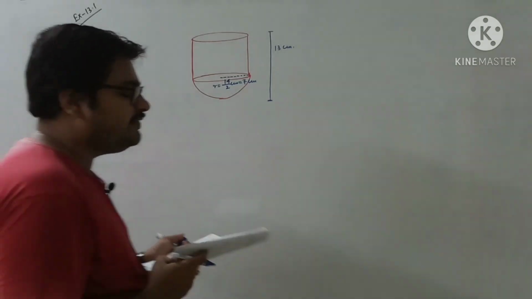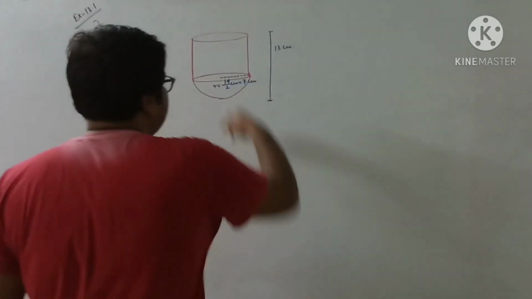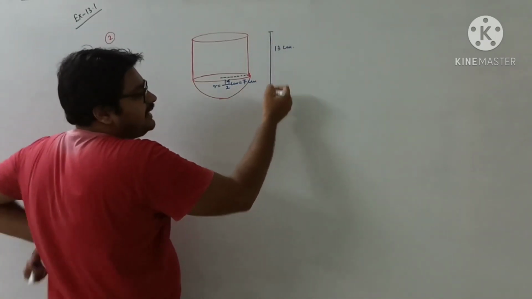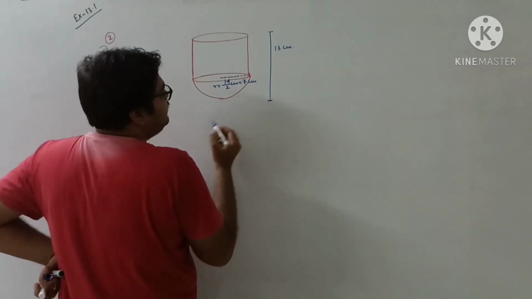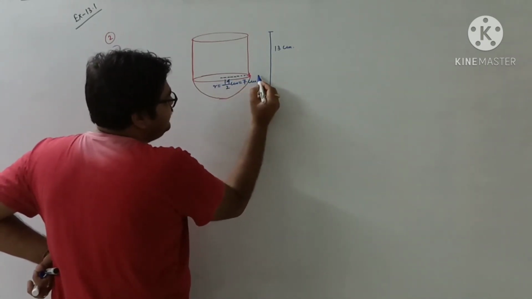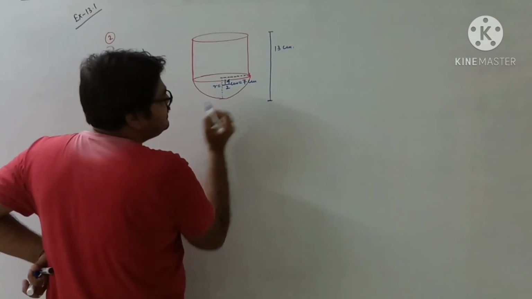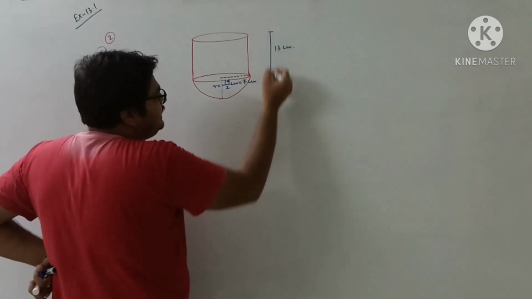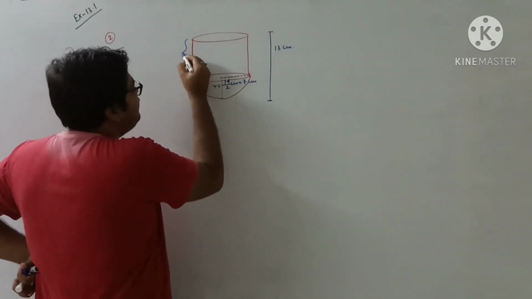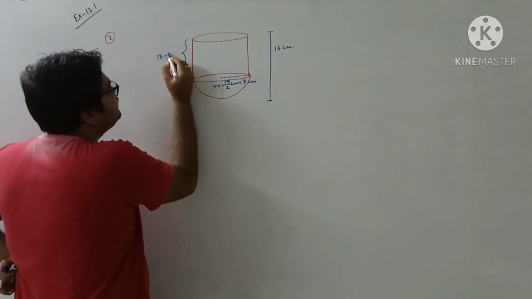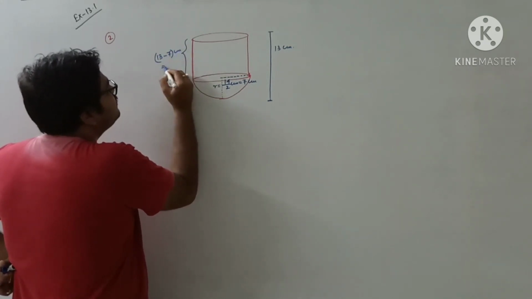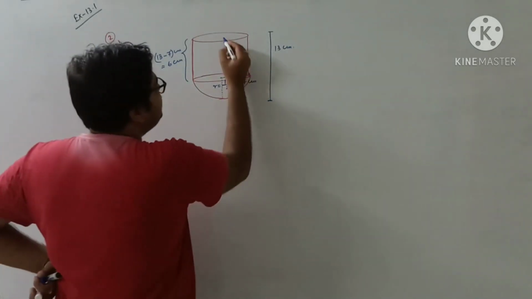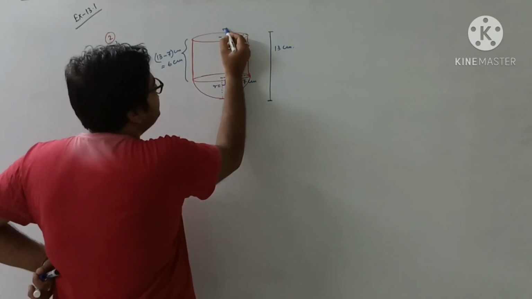Find the inner surface area of the vessel. So I have to find out the inner surface area. Now look at one thing. This complete height is 13. And the radius of the hemisphere is 7, which means this height is also 7. So from 13, if I subtract 7, I'll get the height of the cylinder. And the radius of the cylinder is also the same as the radius of the hemisphere.